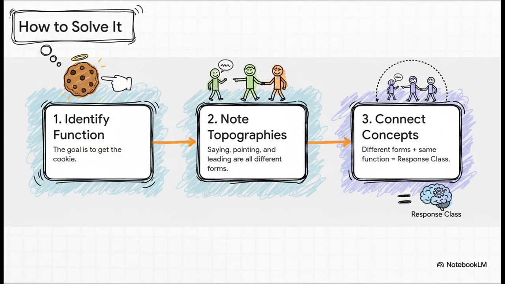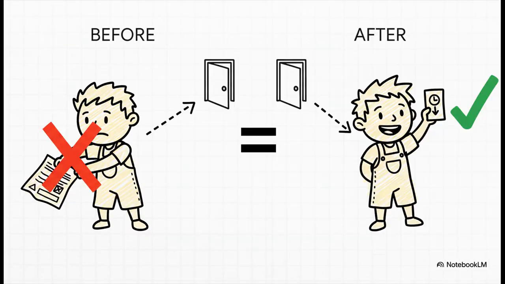Let's break down how to solve this. First, what's the purpose? What's the function of all these different actions? It's to get the cookie. Second, what do the actions look like? Well, we have talking, pointing, and leading. Those are all different topographies. So what's our formula? Different forms plus the same function equals a response class. Bam! You got this. And this is why it's not just exam trivia, people.